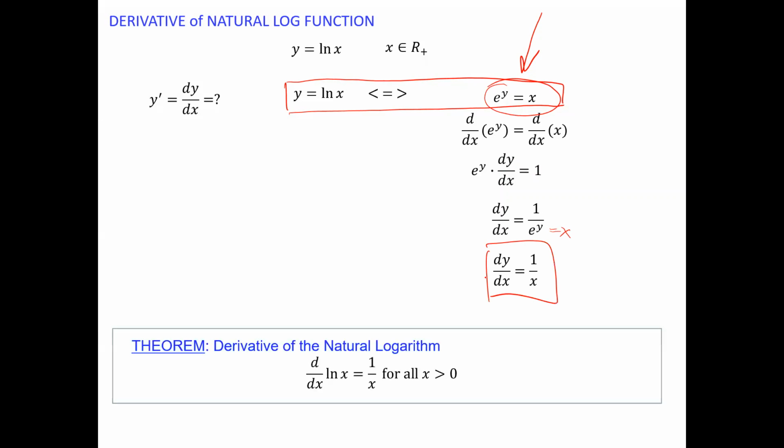The derivative of the natural logarithmic function ln of x is just 1 over x. Of course, we will respect the domain, for all x greater than 0, because that's where ln of x is defined. That's the first formula. We need one more.